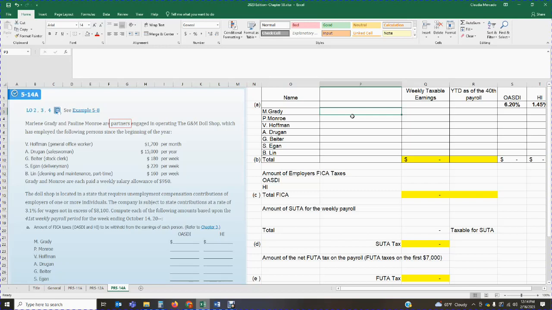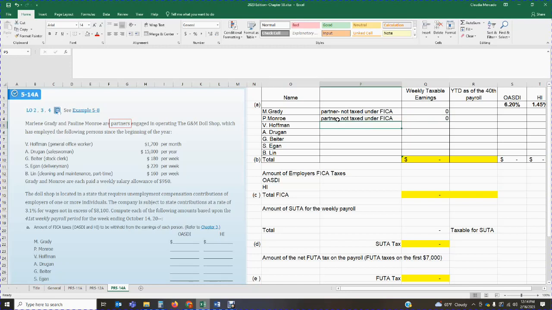The first sentence says that Grady and Monroe are partners. So as we've read, partners are not taxed under FICA. So Grady, not taxed. I'm going to put here partner, not taxed under FICA. So none of the money that he receives, he gets paid $950 a week, is taxed. The same thing for Monroe. Marlene and Monroe are both partners. None of their earnings are taxable for FICA purposes.